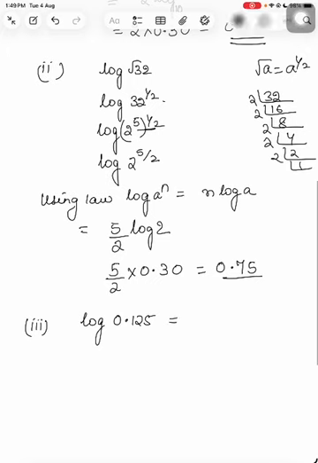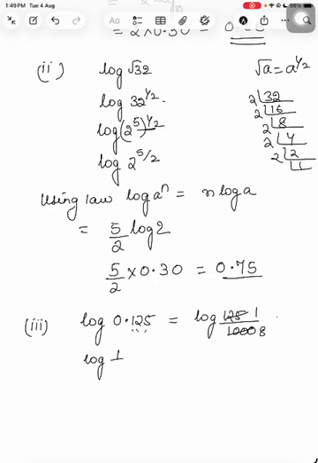Same way we will do the third one, that is log 0.125. Now we know when we remove the decimal, how many decimal places we have, there are 3 decimal places, the number gets divided by 1 and 3 zeros. So 125 will be divided by 1000, that will become 0.125. Now we know 125 into 8 is 1000. So this is log 1 by 8.